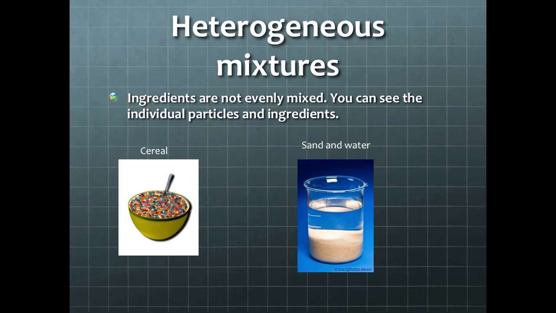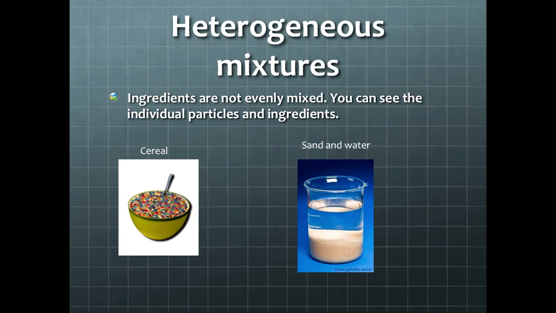Heterogeneous mixtures, on the other hand, the ingredients are not evenly mixed, and you can see the individual particles and ingredients. For example, if you look at cereal, you can see the cereal kind of floats on top of the milk, so it's not evenly mixed. There's more cereal on top than on the bottom because most of it floats on top. And also, I can see the individual ingredients that make up the cereal. I can see the cereal. I can see the different colors. I can see the milk.